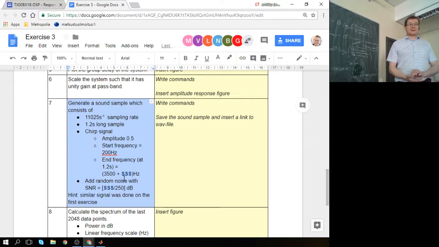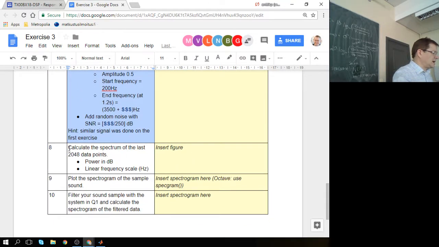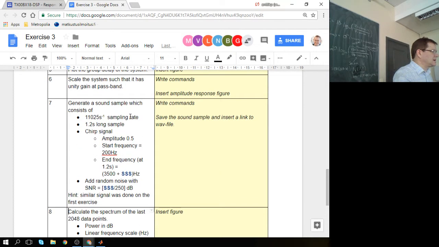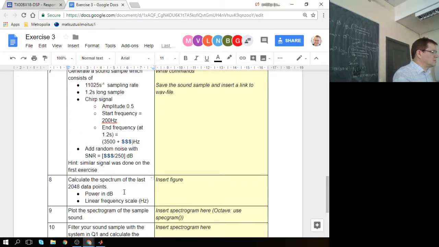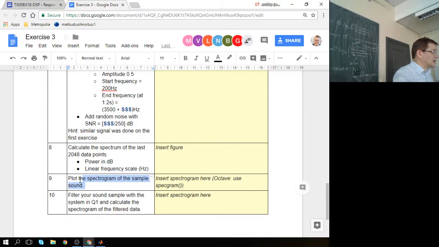Let's try it on this exercise again. Good. So, back to the business. I think I opened MATLAB already. Let's see. And then on the 8, okay, you will take the spectrum of the last 2048 points of this sample. Then plot the spectrogram also, and then filter.